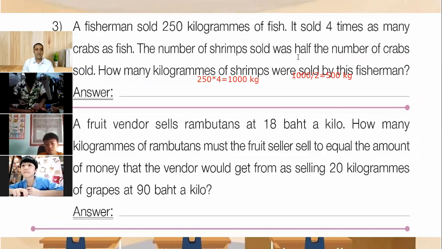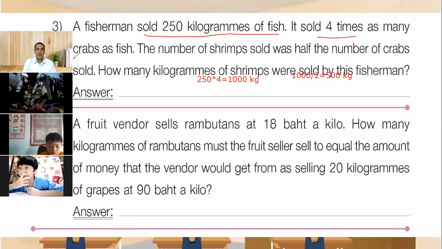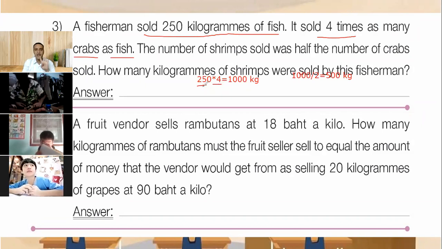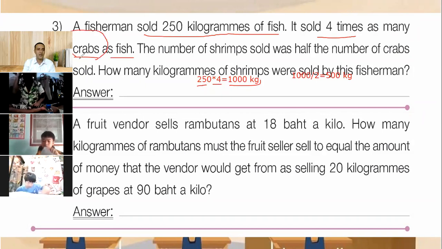Okay, students, you understand that? It's very simple. Look at the first information given to us: 250 kilograms, the fishermen sell fish, okay? The crabs were 4 times more than the fish. So 250 multiplied by 4 means 250 times 4 is equal to 1000 kilograms. So 1000 kilograms, what do they sell? They sell crabs, okay?